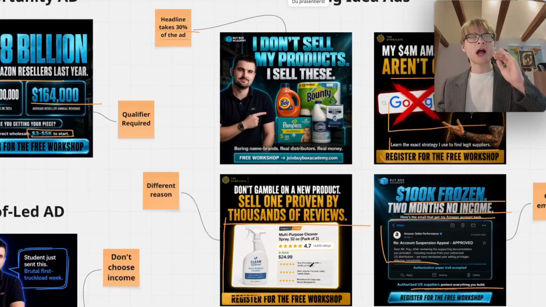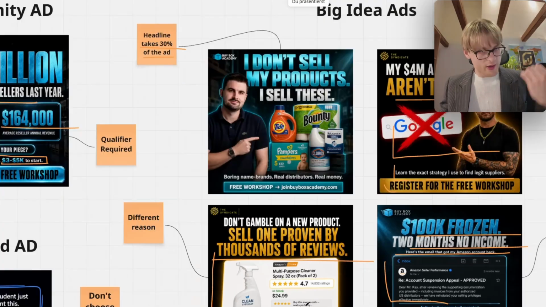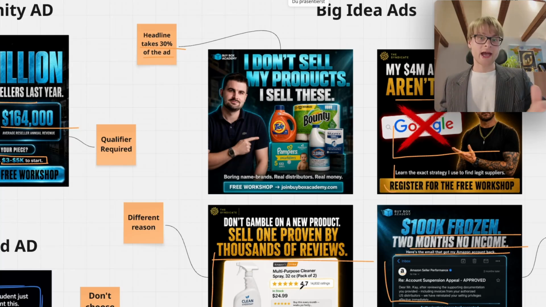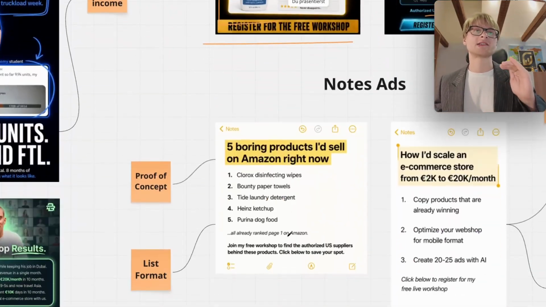Now, these are one idea ads. This is where you have your product angle, supplier angle, getting your account suspended angle, a bunch of different angles that you want to test here, okay?